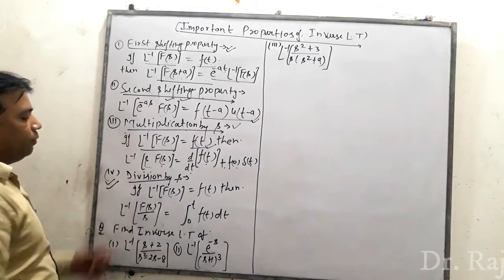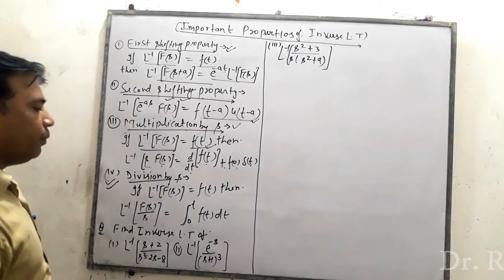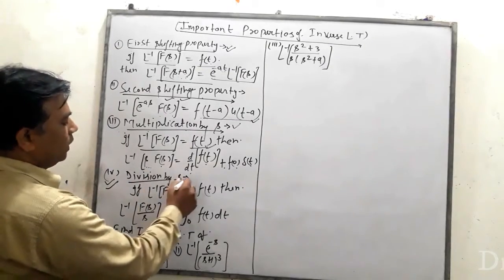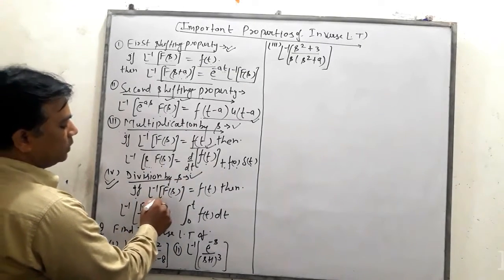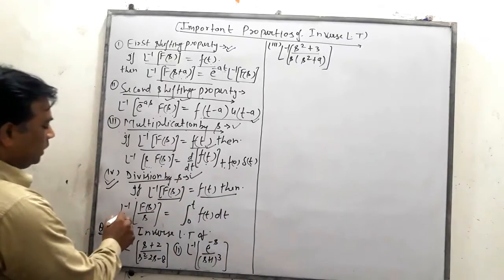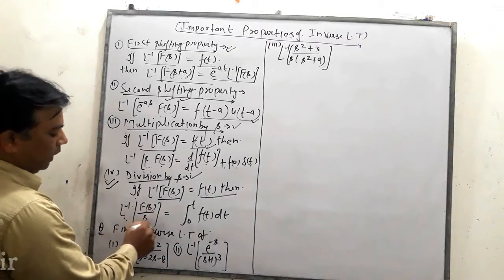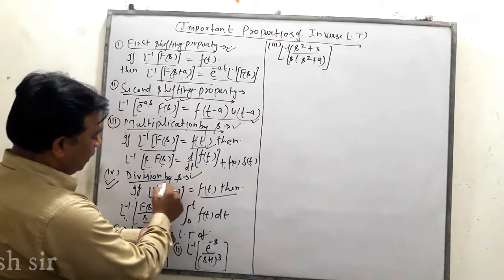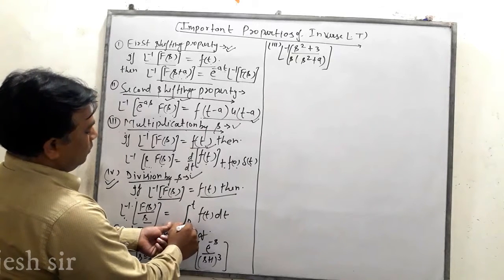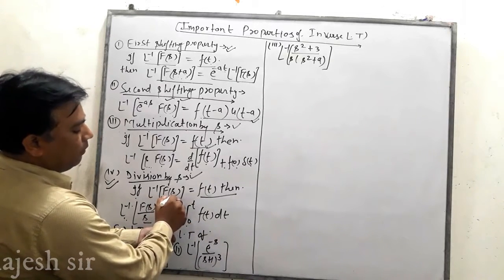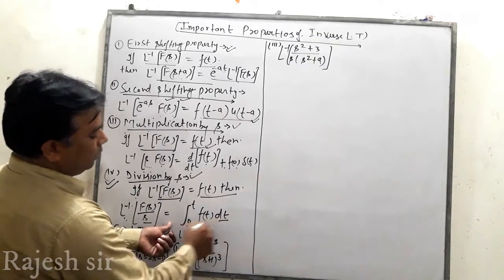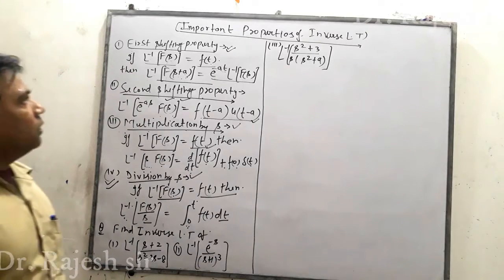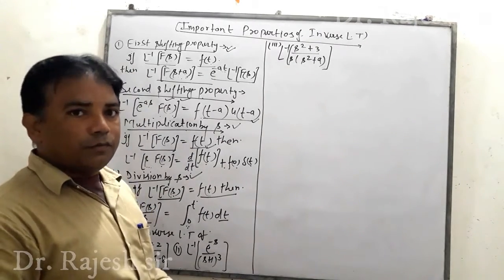And the fourth property is division by s. It is the same as the Laplace transform property of division by t; here it is division by s. If the Laplace inverse of F(s) equals f(t), then the Laplace inverse of F(s) upon s, which means division by s, is the integral of the inverse transform of F(s) with respect to t between the limits 0 to t. This is the fourth property of the inverse Laplace transform.